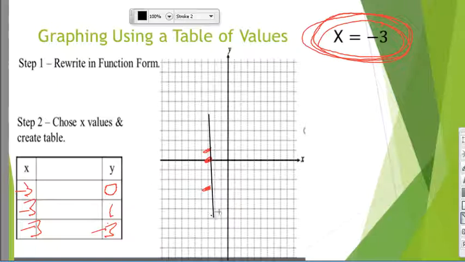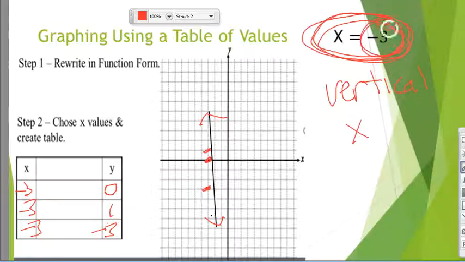oh, my line got a little crooked. So if there's only an x in your equation, let's see if I can straighten this out here. I'll just have to draw it again. So if there's only an x in your equation, your line is going to be a vertical line crossing through that point. Sorry, I missed again. Crossing through that point on the x-axis. So x equals negative 3 is a vertical line crossing through the x-axis at negative 3.